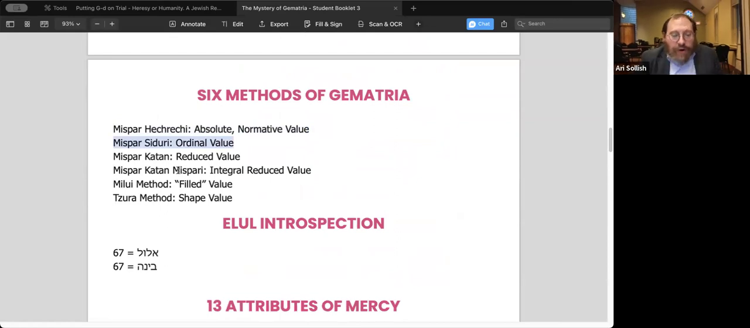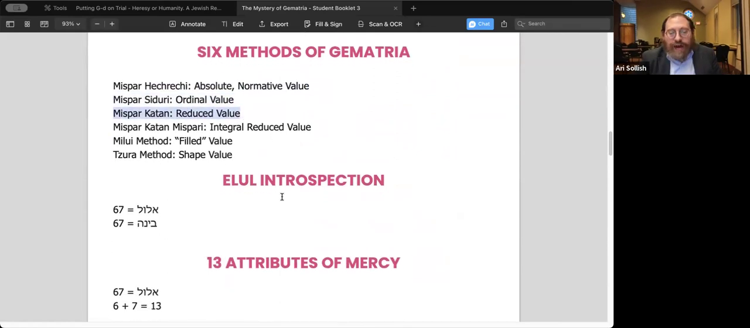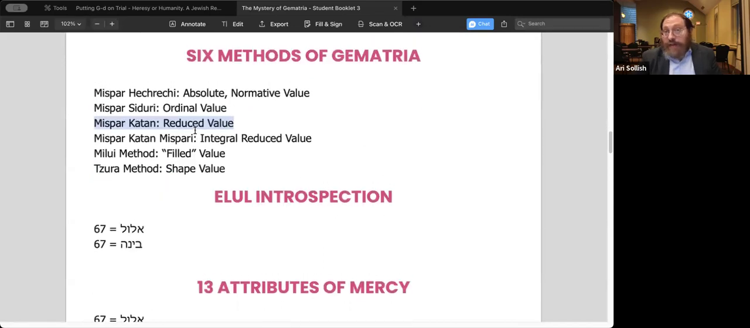Then the third formula was Mispar Katan, reduced value. That is, as you recall, where you take the Gematria in the normal way and reduce it to a single digit. You take out the zeros. Mispar Katan is where you just remove the zero. So Chaf is not 20, it's 2. Kuf is not 100, it's 1. You just keep the first digit, as it were. You drop the zeros. That's different from Mispar Katan Mispari, where you add the numbers together.